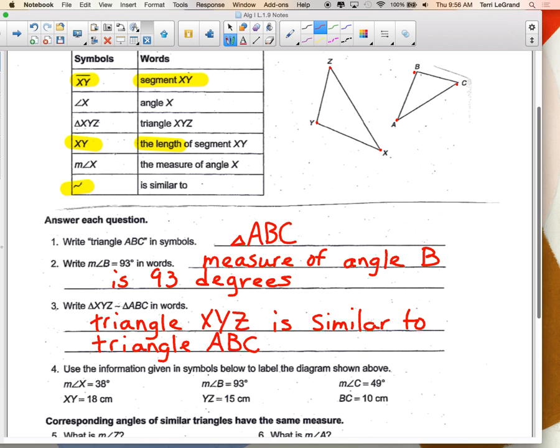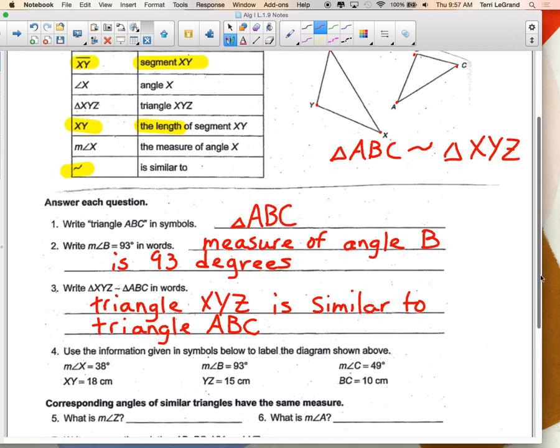So let's write here that we have triangle ABC similar to triangle XYZ. Now, it doesn't matter. Triangle XYZ could come first in the relationship. Triangle XYZ is also similar to triangle ABC. It's kind of like the equal sign. They can trade sides of this similarity relationship. Okay, so let's go now down here.